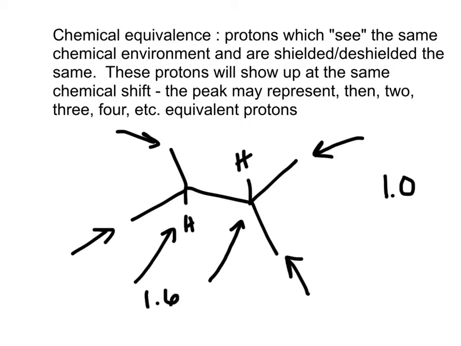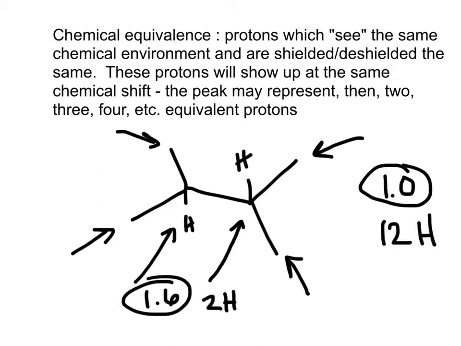And what you have to keep in mind is, how many hydrogens are represented by that signal? Well, we've got 3 here, 3 here, 3 here, 3 here, and 3 here. So we are dealing with 12 hydrogens at the 1.0 ppm peak. We are dealing with 2 hydrogens at the 1.6 ppm peak. And NMR is quantitative, so we can see this by integration, which we'll talk about next.